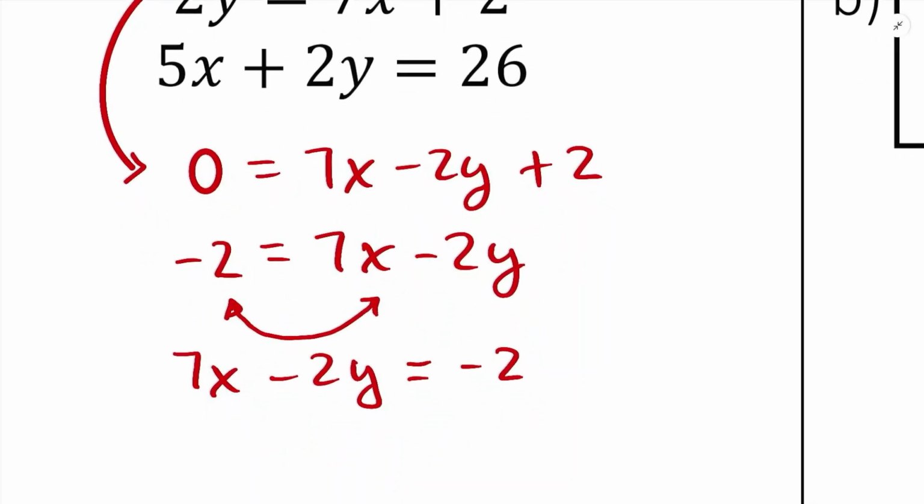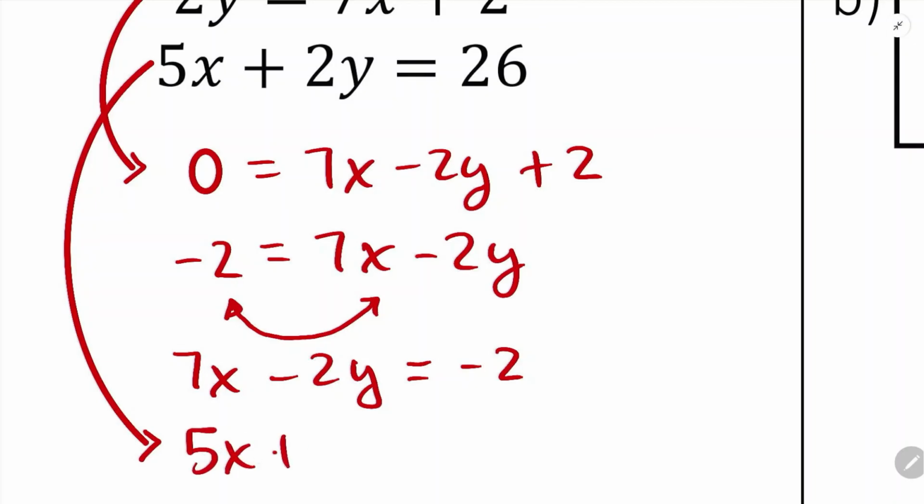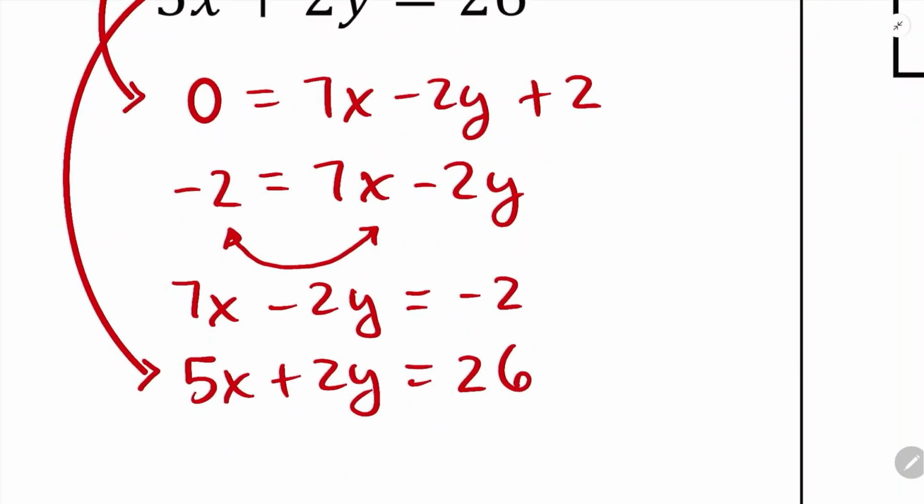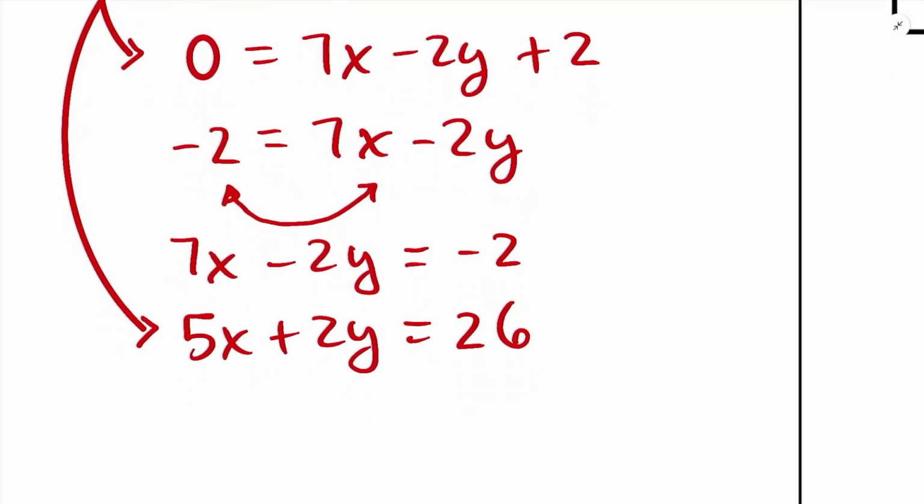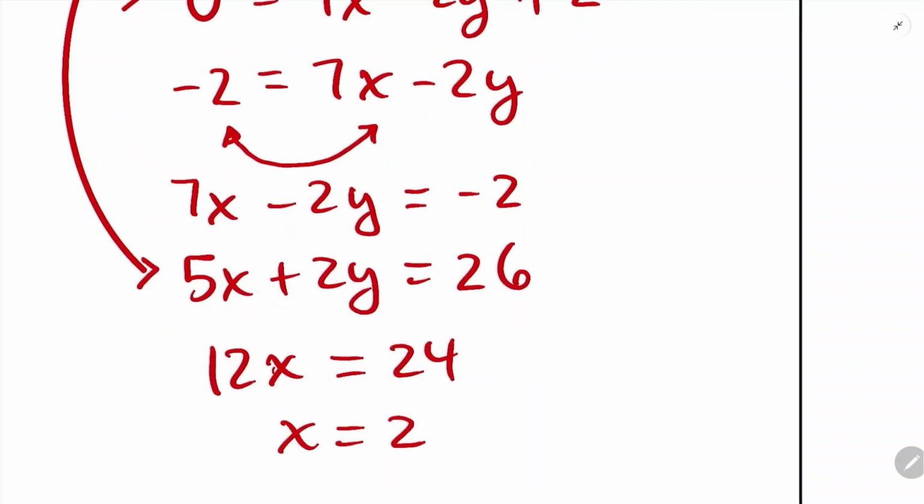Now, what was governing me the entire time was I wanted to get it so that it looked very compatible with the second equation. So if I look at the second equation, I might write it down here, and it is 5x plus 2y equals 26. At this point, you can see that the negative 2y and the positive 2y will cancel, and when they do, I get 12x is the same as positive 24, and therefore x is the number 2.